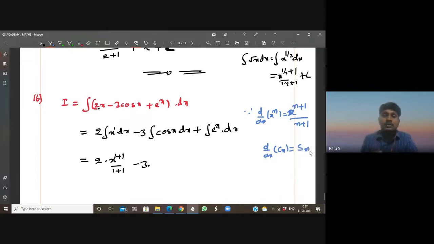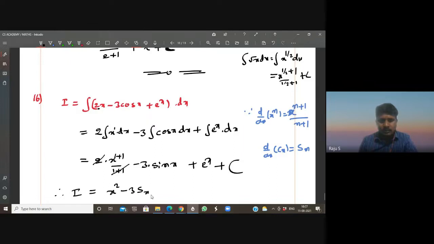Few students last year wrote that the integral of cos x is minus sin x, but it is not minus sin x here. The derivative of cos x is minus sin x, but the integral of cos x is plus sin x. Okay. So integral of cos x, here it is plus sin x. Plus e power x is e power x. At last, what I said, just write c. That's all. Therefore, the answer, the integral of the given function, these two get cancelled: x square minus 3 sin x plus e power x. At last, add c. That's all.